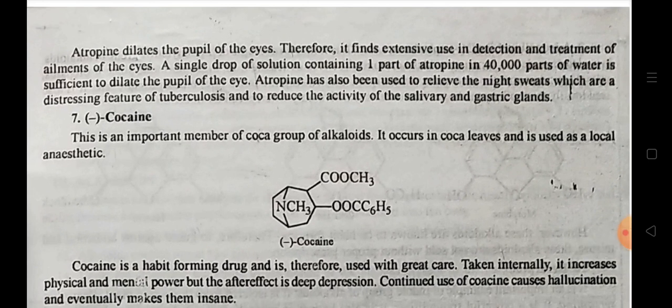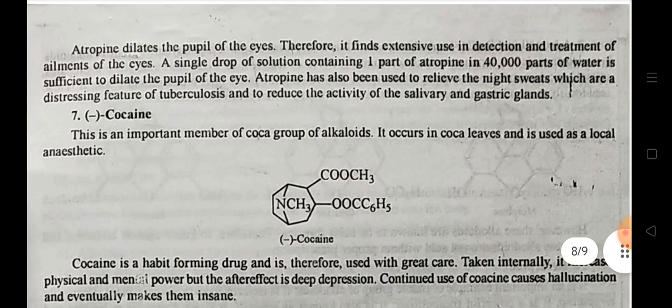A single drop of solution containing 1 part of atropine in 40,000 parts of water is sufficient to dilate the pupil of eye. Atropine has also been used to relieve the night sweats, which are a distracting feature of tuberculosis, and to reduce the activity of salivary and gastric glands.